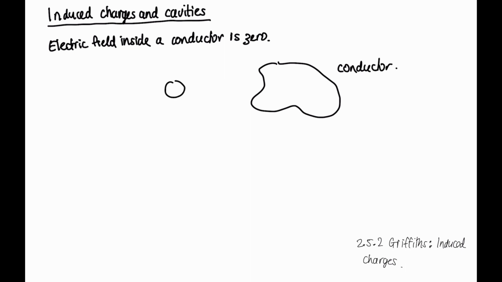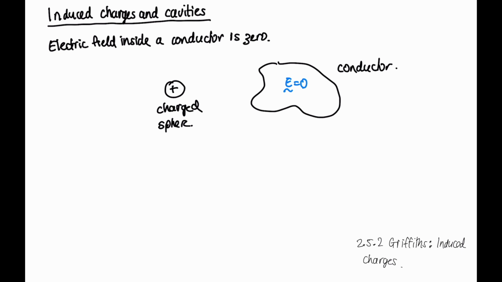And then we bring a charged sphere close to it. So we'll have this one here is a charged sphere. Well, what happens is we know that inside this conductor, the electric field is equal to 0. So as we've just discussed, the charges inside the conductor are going to have to kind of rearrange.